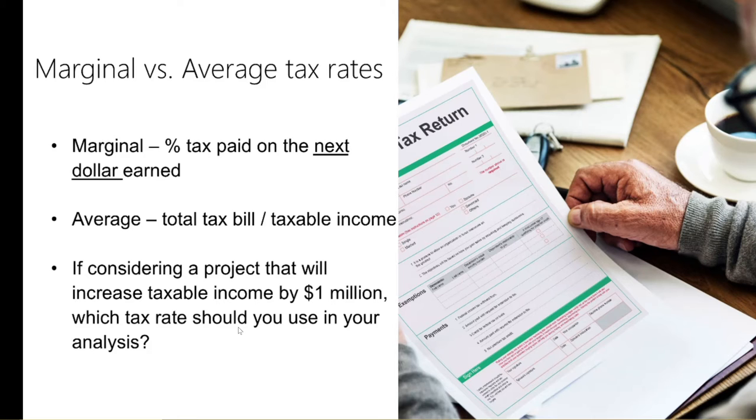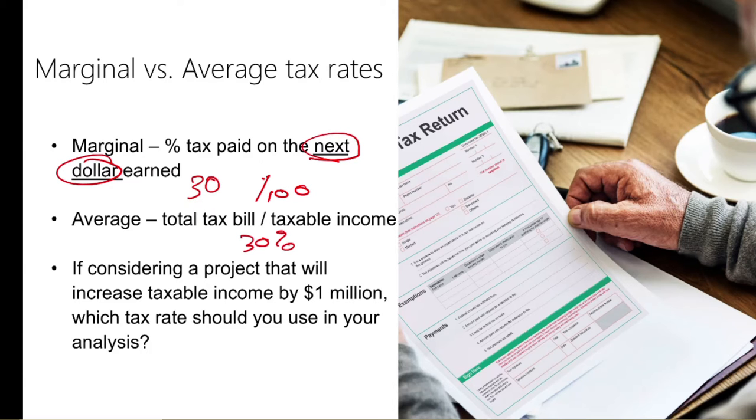So marginal means, think about it, marginal is on the edges, tax paid on the next dollar earned. So if I make one more dollar, what is it taxed at? And the average is simply how you would calculate it. Average, if I paid $30 in taxes and I had $100 in taxable income, I would pay on average 30%.